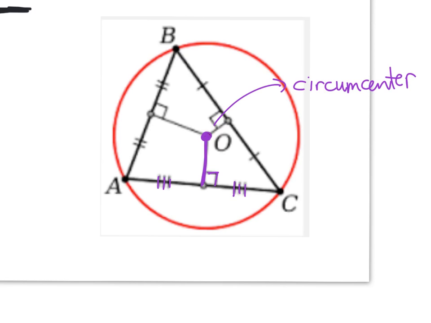So that purple line is the perpendicular bisector. On AB, this other purple line is the perpendicular bisector. Notice it is perpendicular to AB and cuts AB in half. And then this little one over here is also a perpendicular bisector. It is perpendicular to BC and it cuts BC in half.